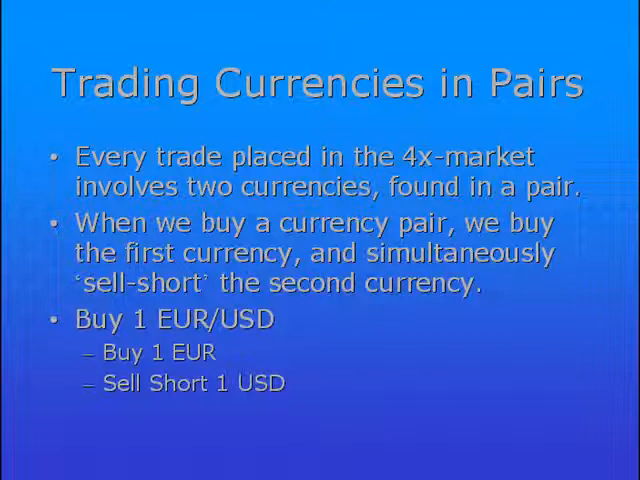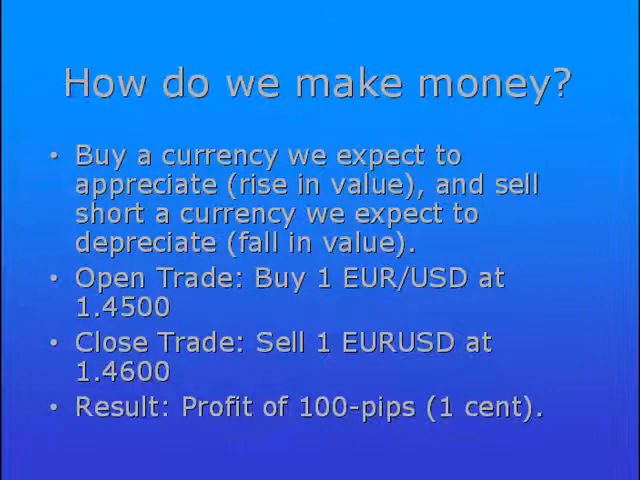For example, if we were to buy one contract euro-dollar, we would actually buy the euro and sell short the US dollar. Now, how do we make money? We buy a currency we expect to appreciate or rise in value and sell short a currency we expect to depreciate or fall in value. For example, if we were to open a trade buying one euro-dollar at 1.4500 and close the trade at 1.4600, the net result would be 100 pips of profit, or 1 penny.